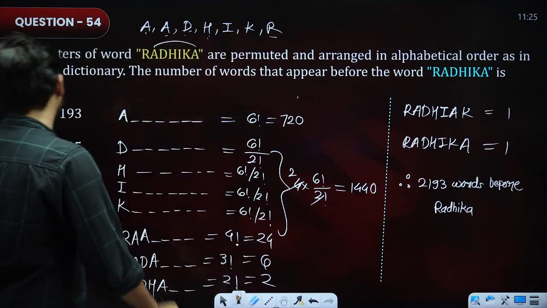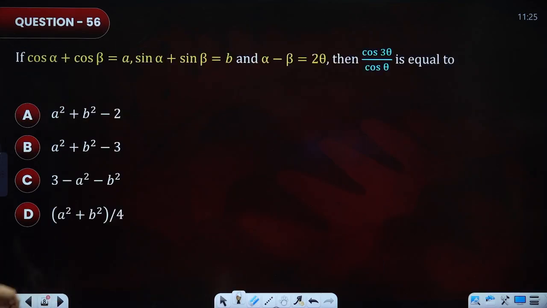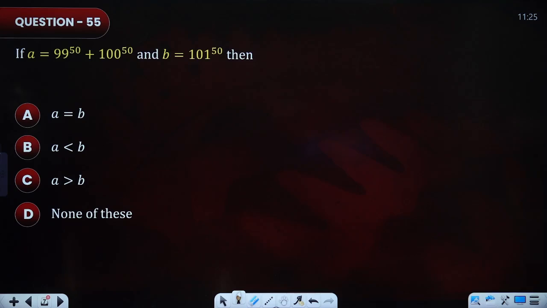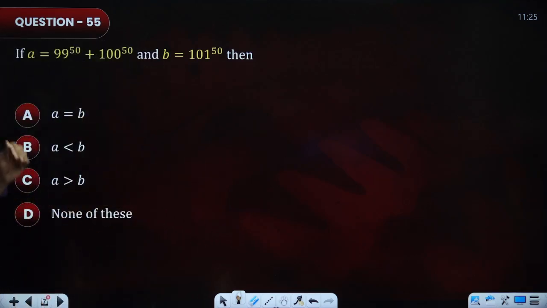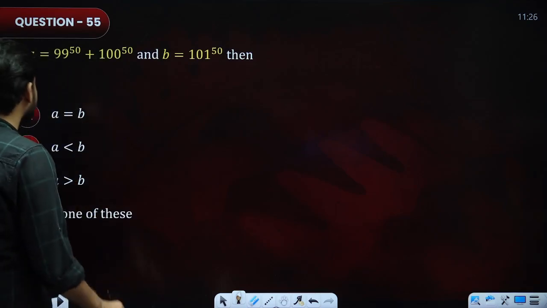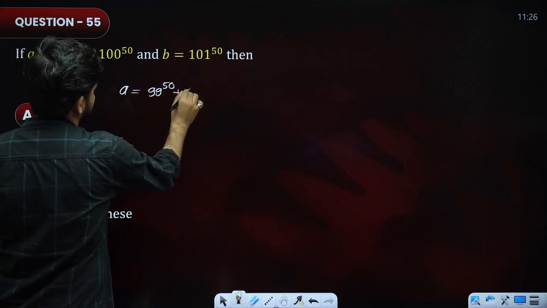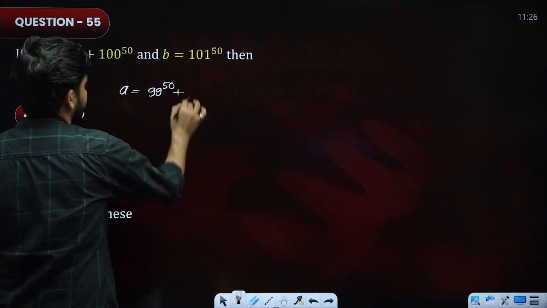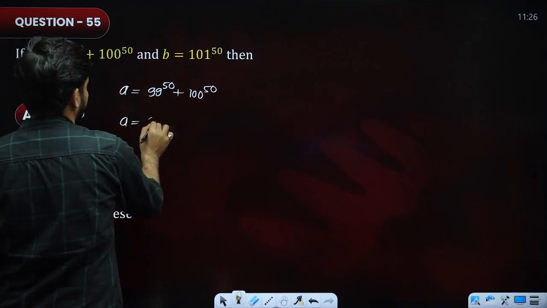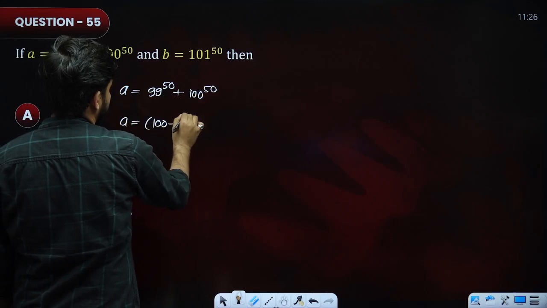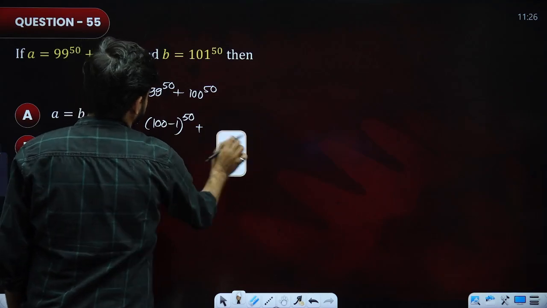Okay, so 2193, option A should be the correct answer over here. Now in the next question, we have A and B given, and we have to find the relation between these two. So first of all, for A, we have 99 power 15 plus 100 power 50. Therefore, we can write (100 minus 1) power 50 plus 100 power 50.